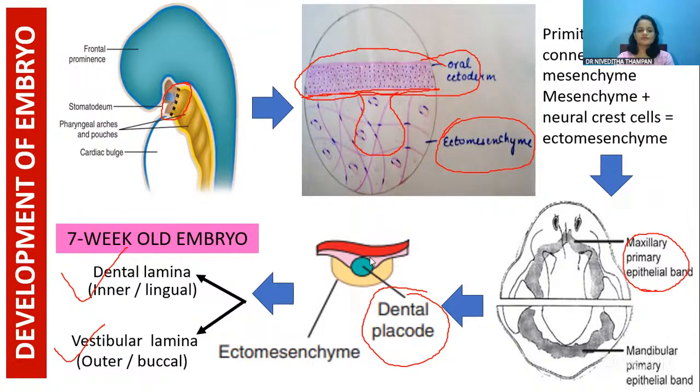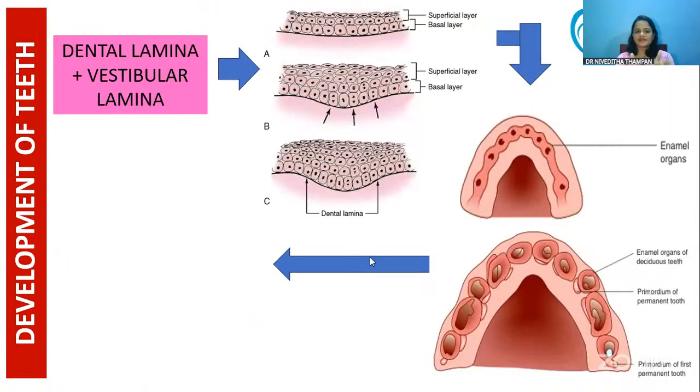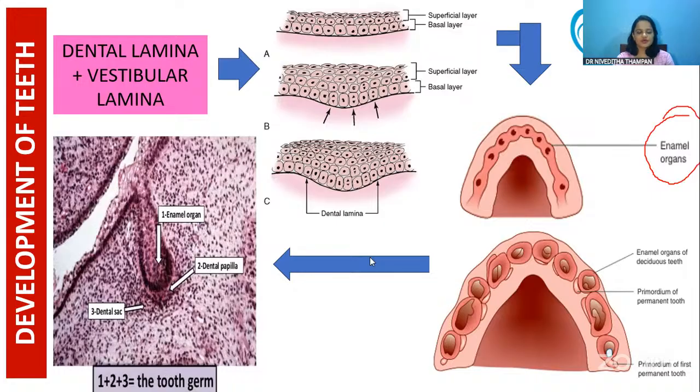Now this dental lamina will again undergo division at particular places and will form something called enamel organs. Okay, so enamel organs are getting formed. So yes, this is a formed enamel organ. You can see that this overlying thing is the oral ectoderm. This is the dental lamina, and this structure is the enamel organ.